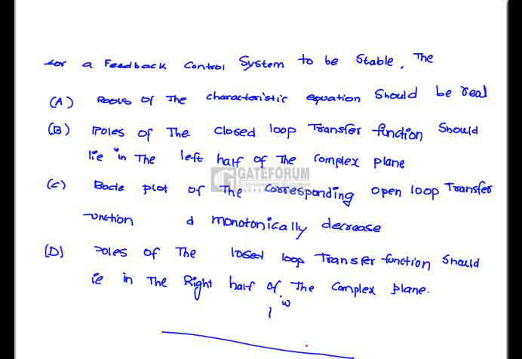If the roots are on the left half of the S plane, then the system is going to be stable. Coming to option A, roots of the characteristic equation should be real. No, it's not correct. Option B, poles of the closed loop transfer function should lie in the left half of the complex plane, meaning S plane. Hence option B is correct.